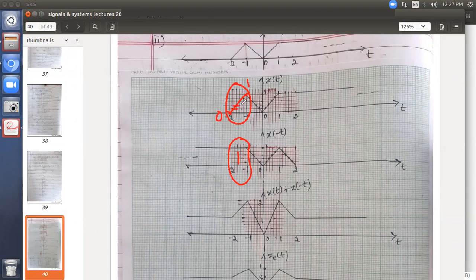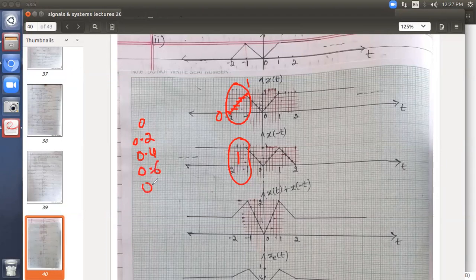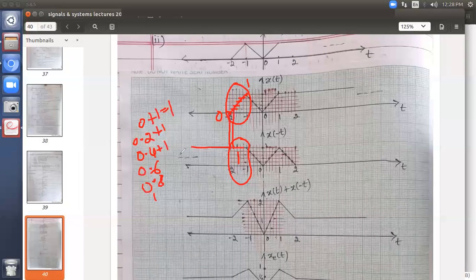I have split this again into 5 different sub points between 0 to 1: 0, 0.2, 0.4, 0.6, 0.8 and 1. I will split the amplitudes. If I take the first amplitude, here it is 0. 0 plus 1 is 1. Then next point, 0.2. 0.2 plus 1. So plus 1, plus 1, plus 1, it is constant because the second signal is having amplitude 1.